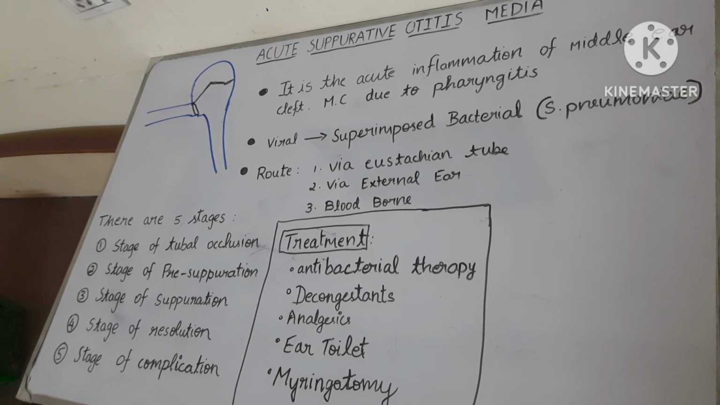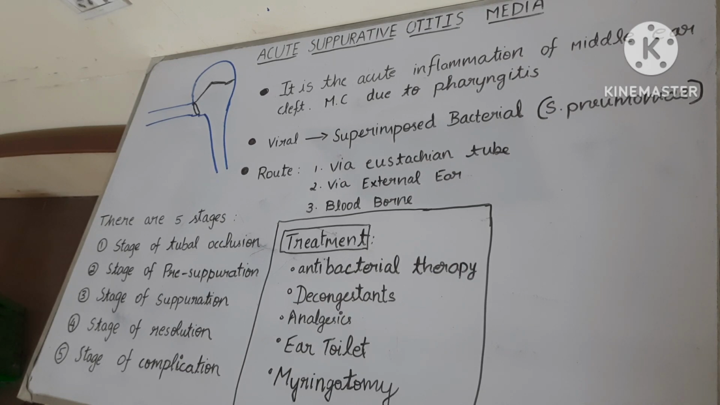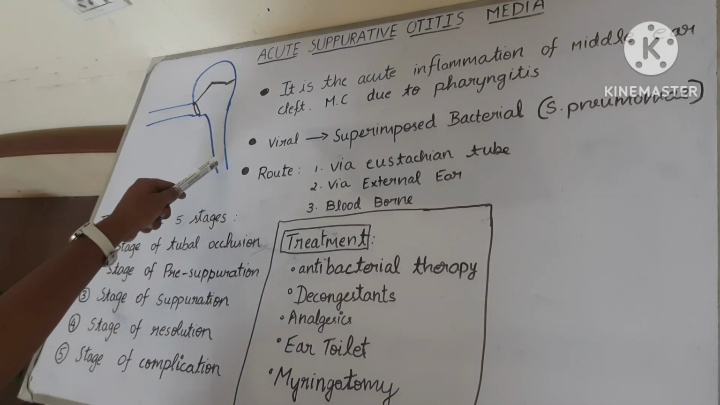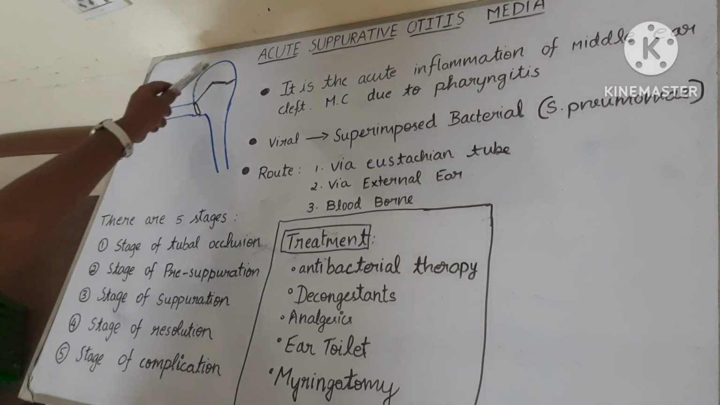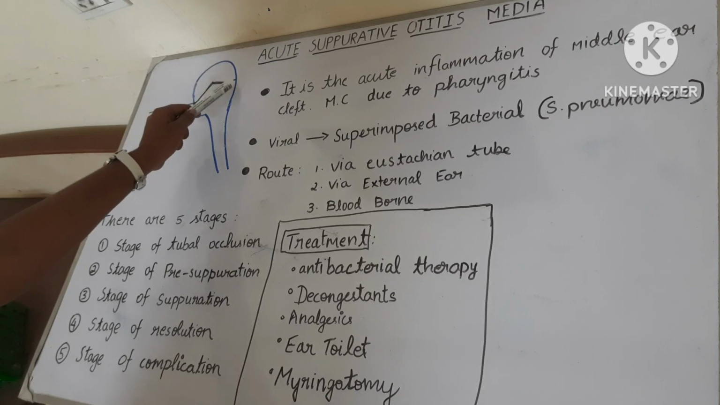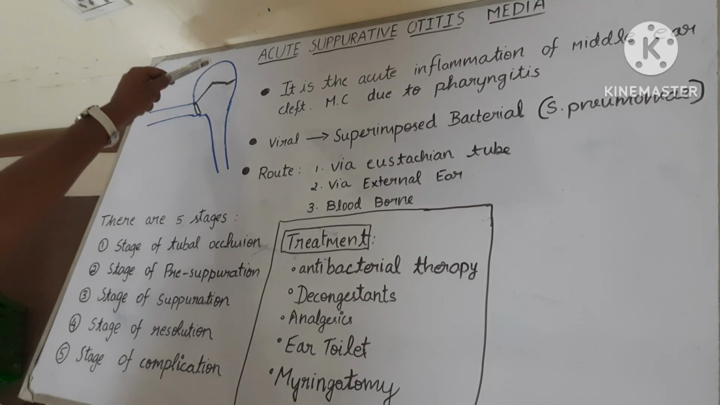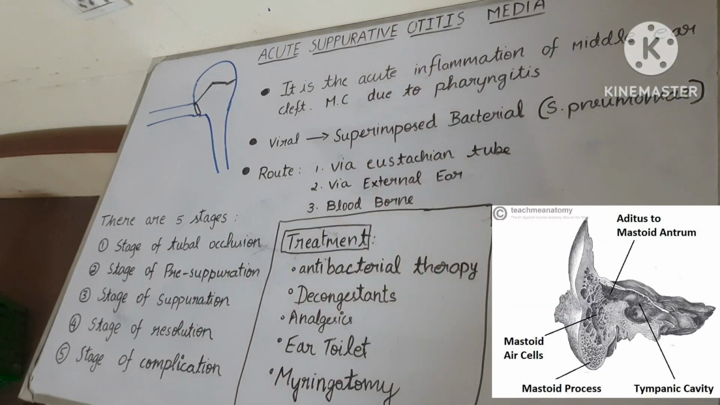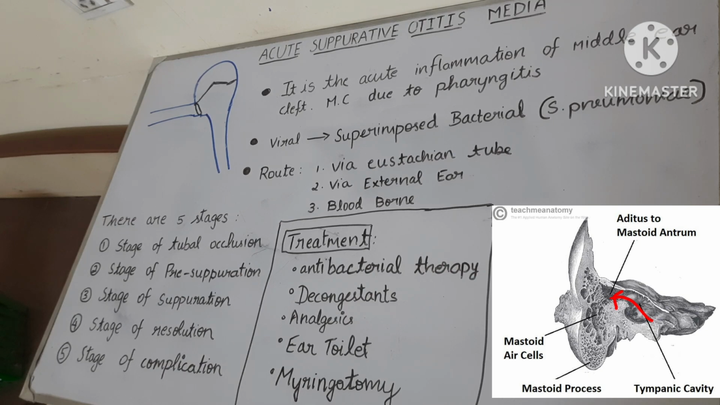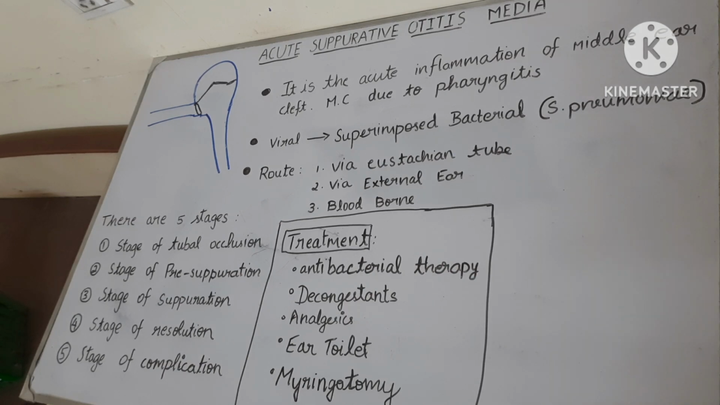The middle ear cleft includes the Eustachian tube, the tympanic cavity, the attic, aditus, antrum and the mastoid air cells. So, I'll point out the structures one by one. This is the Eustachian tube and this is the middle ear cavity and these are the ossicles. Above the ossicles there is a space which is called the attic. In this picture you can see that the attic is connected to the mastoid antrum through a passageway. That passageway is called the aditus.